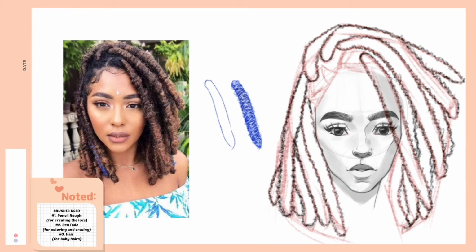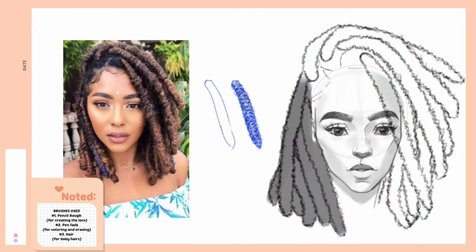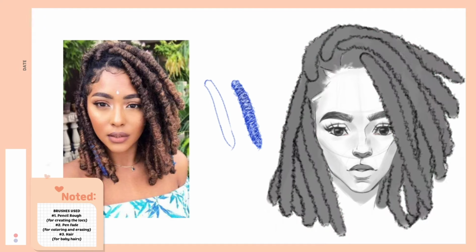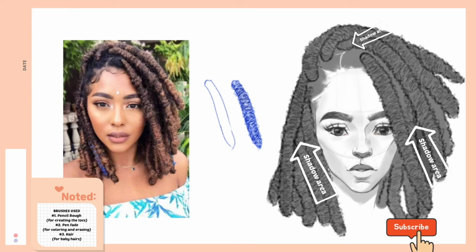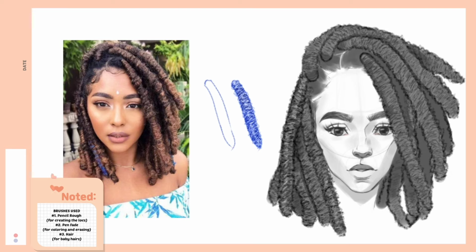Underneath the sketch layer, color in the hair and erase the areas for the pattern. Start drawing random lines across the lock. Add shadow areas. Then darken the locks by choosing a darker color and drawing random lines and also adding highlights to each lock.